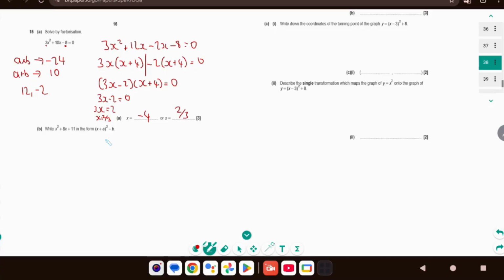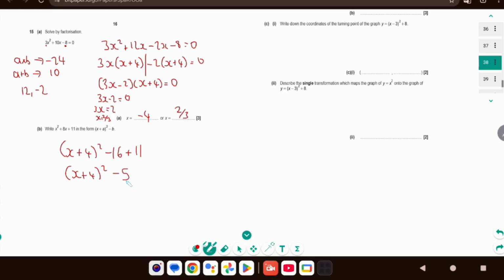We want to complete the square with this expression now. So we halve the 8, x plus 4 all squared minus 16. 4 times 4 is 16. We've created that 16. We don't want it. Plus 11 simplifies to x plus 4 squared minus 5.